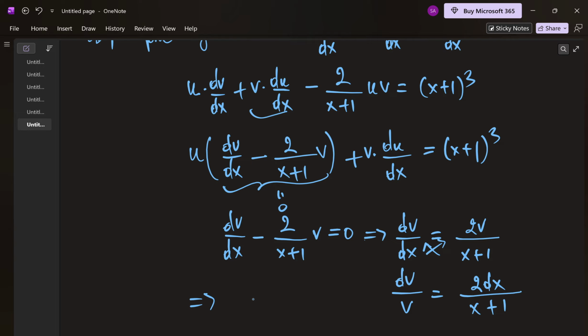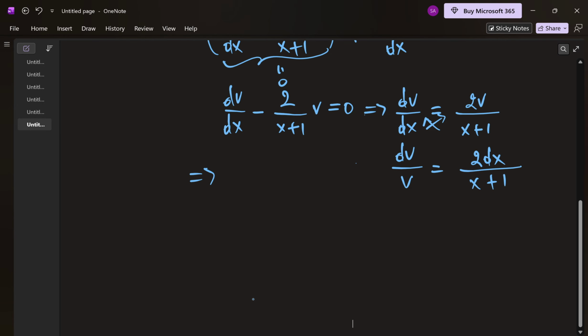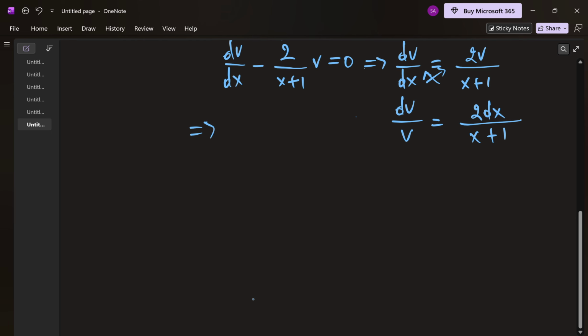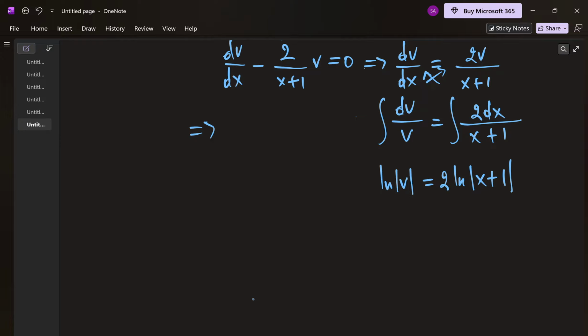Now this is a separated differential equation. You could simply now take the integral on both sides. So by integration, you get here ln of v is simply equal to 2 times ln of x plus 1. Now you take the exponential and you get v is equal to x plus 1 to the power 2. Okay, so this is the value of v.